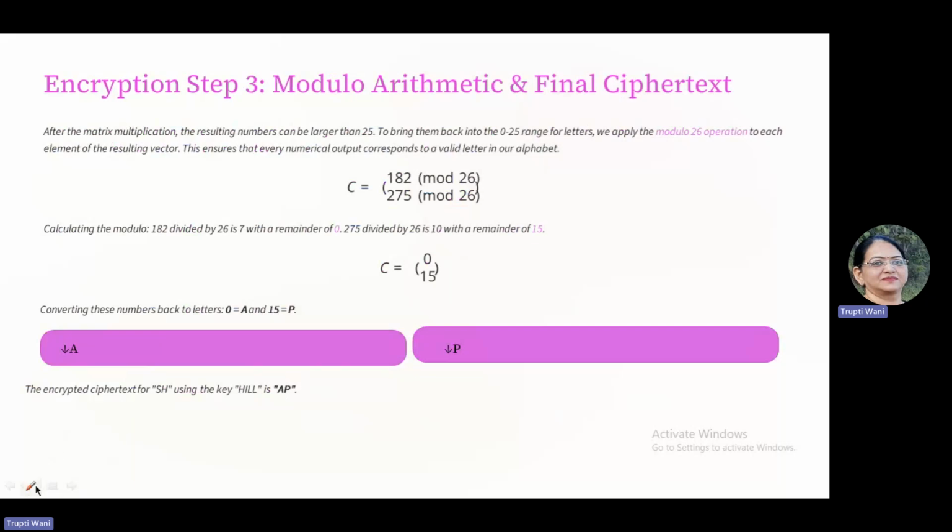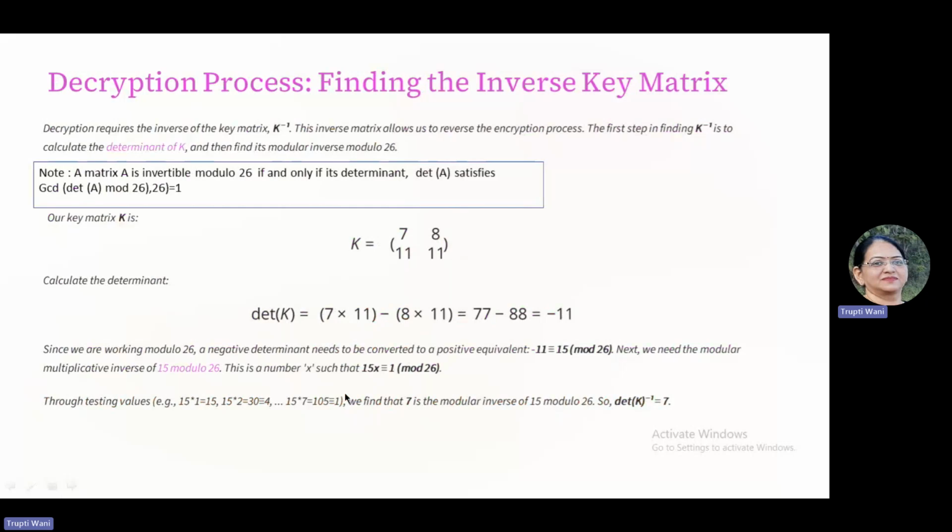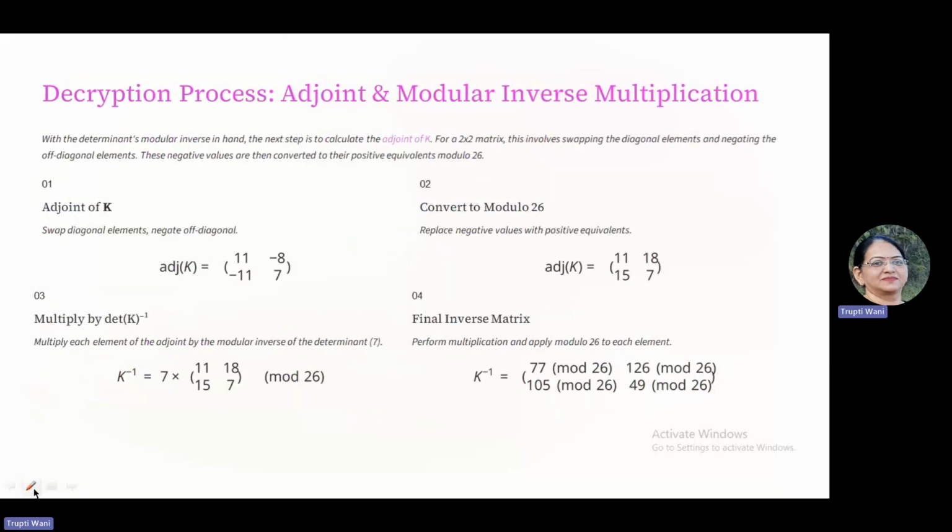So for the plain text SH, our plain text was SH, and we are getting the cipher text as AP. Sorry, P is not P, AP. So this is plain text and this is our cipher text. So this is the method of conversion or encryption by using the Hill cipher. Now we will see the decryption process by using the Hill cipher.